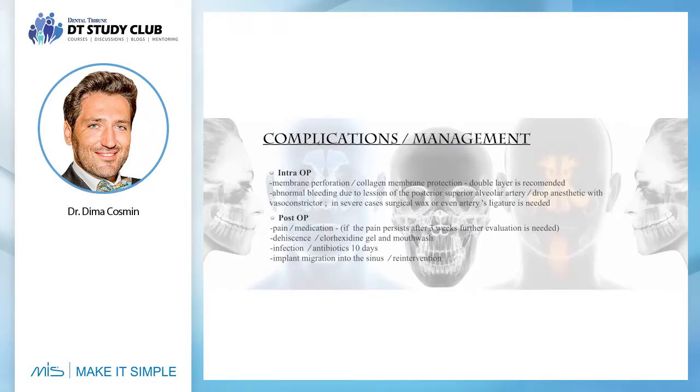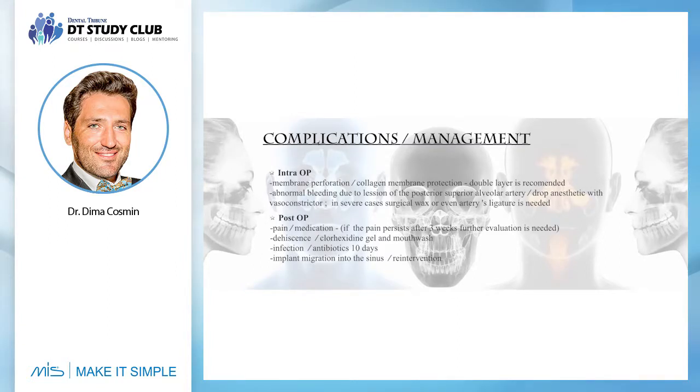Dehiscence. If the patient has dehiscence, the most common thing is to use chlorhexidine gel and mouthwash. And the worst thing we can do is to remake the suture, because we also have necrotic tissue there, and if we compress it again with the suture, we make it more necrotic, so we can enlarge the dehiscence.